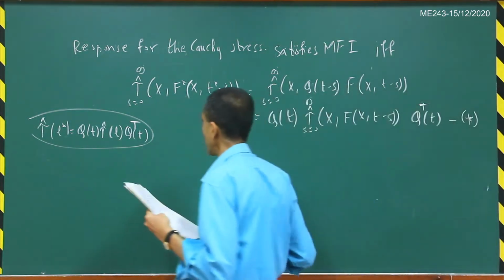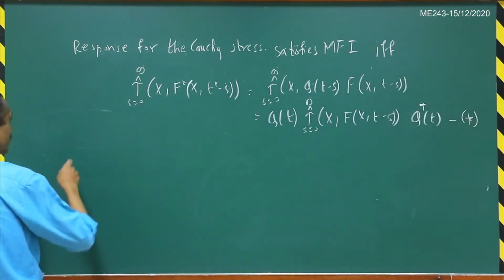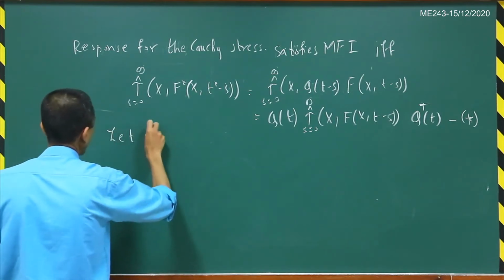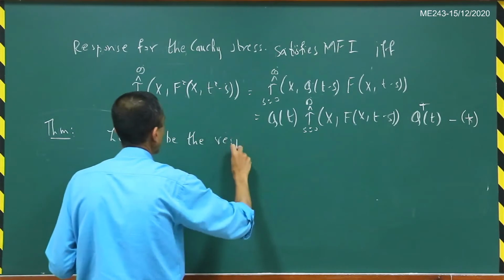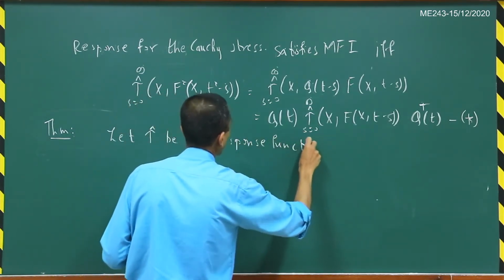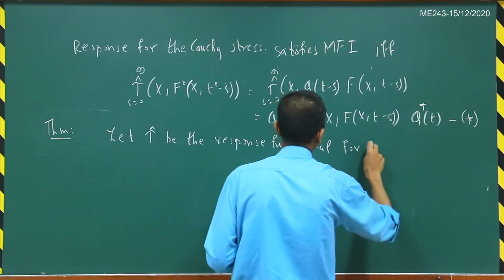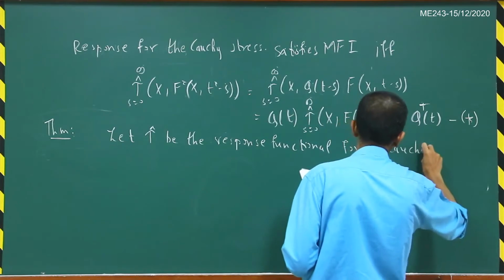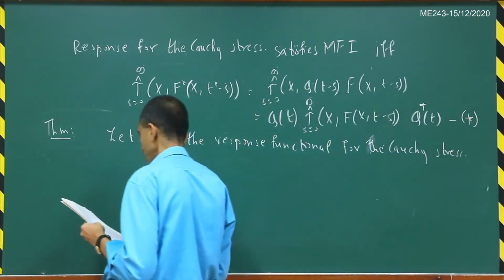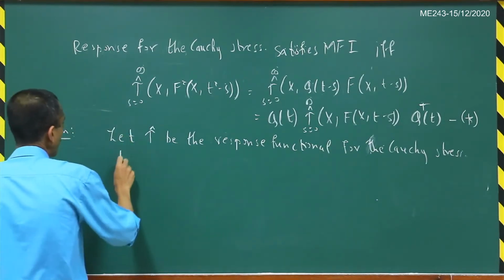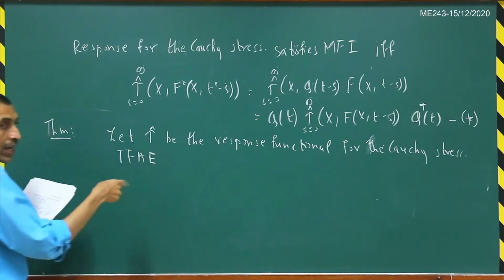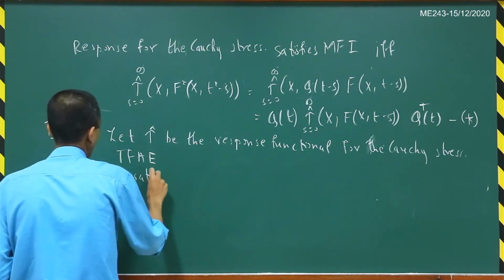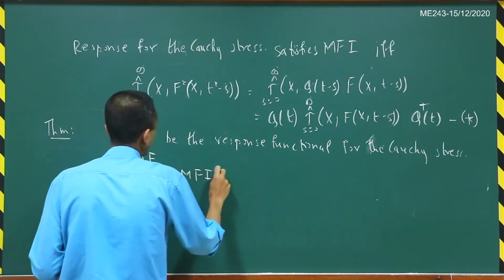Now let us discuss the implications of material frame indifference. Let tau hat be the response functional for the Cauchy stress. Then what you get is the following: TFAE, the following are equivalent. One is that tau hat satisfies NFI, so that means that star holds.